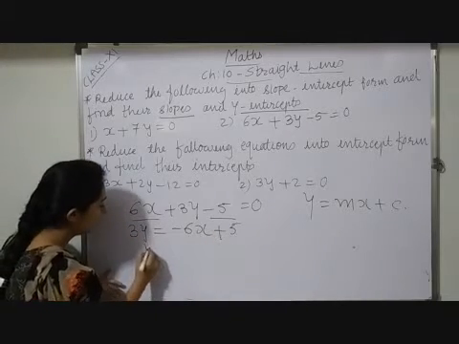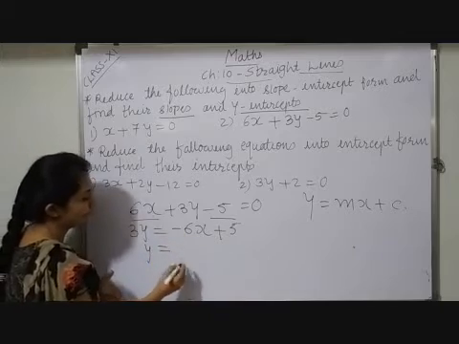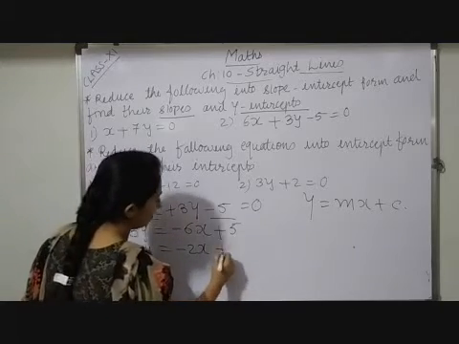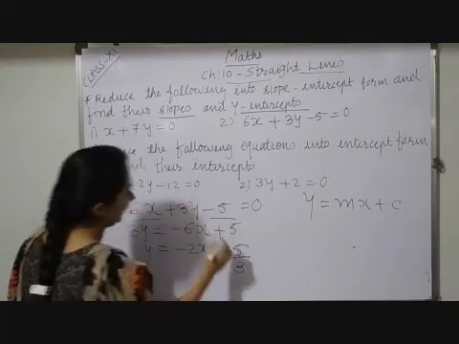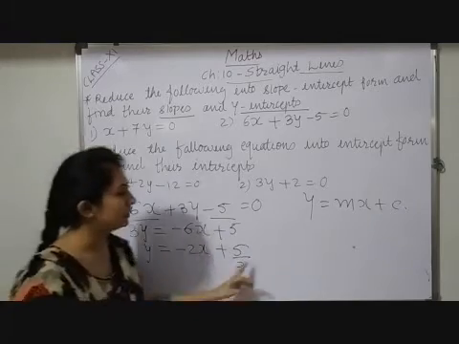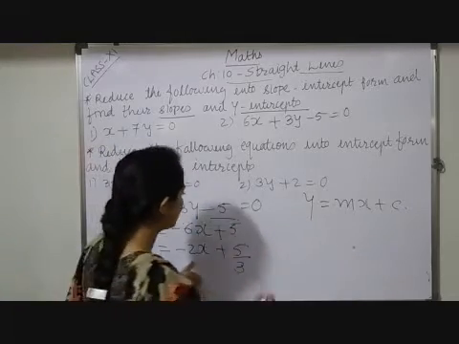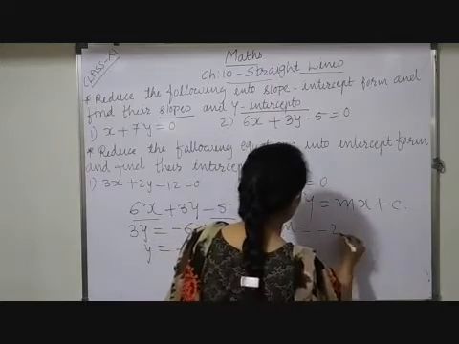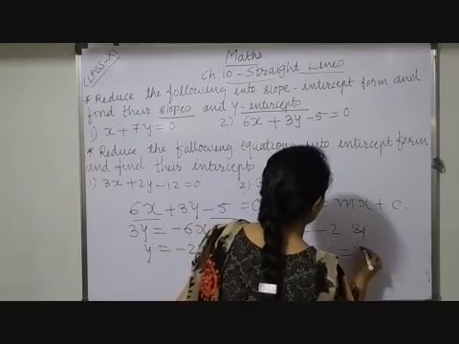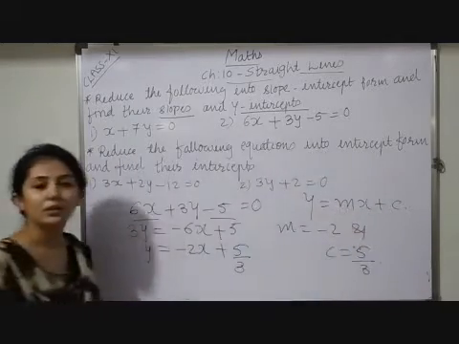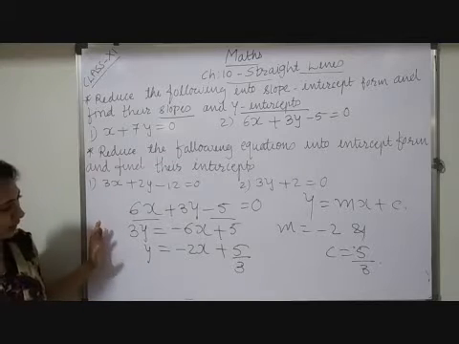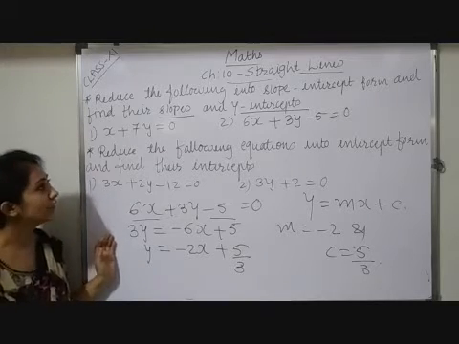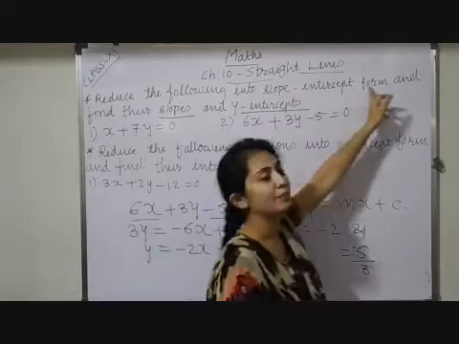So here we will get y = -6/3 x + 5/3, that is y = -2x + 5/3. Now compare this equation with its general form. So here we will get m = -2 and c = 5/3. So hope you understood how to reduce a given equation into slope-intercept form.